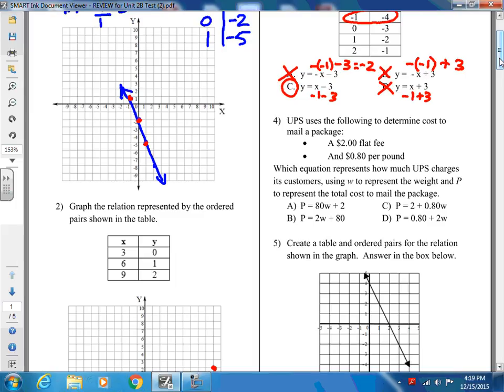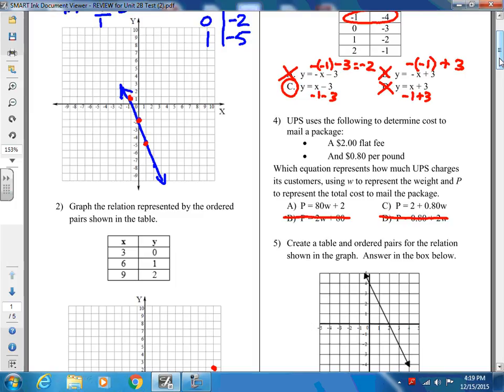Right? So we want an equation where the P stands for the total cost and the W stands for the weight. Right? So we have to pay the $2. That's a given. And it's not going to change. So that means we can throw out letter B because the W means that 2 is changing. Right? And we can throw out D because that doesn't show us a flat $2.